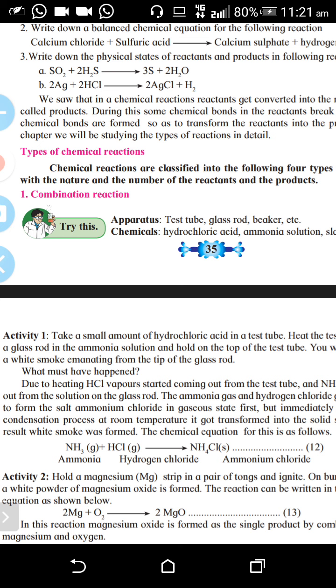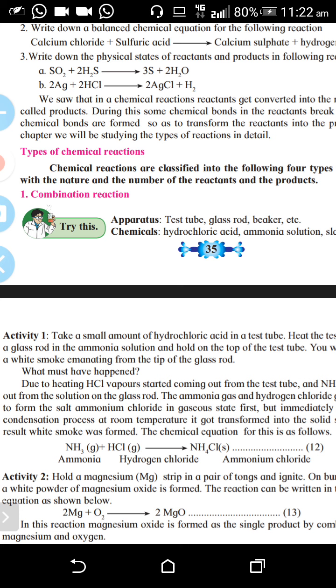Now you must have got a question in your mind: why not 2 Mg2O2? Why not Mg2O2? That is not the formula of magnesium oxide. So what is the formula of magnesium oxide? It is MgO. So you have to write the correct formula and then balance it.